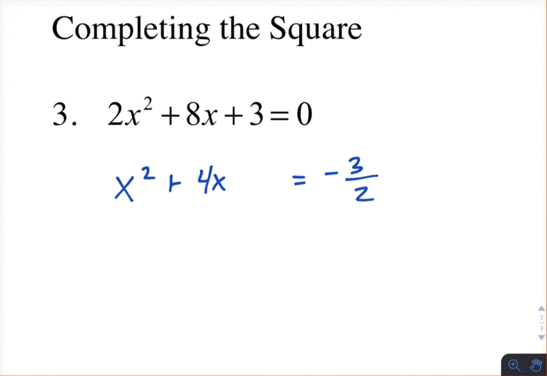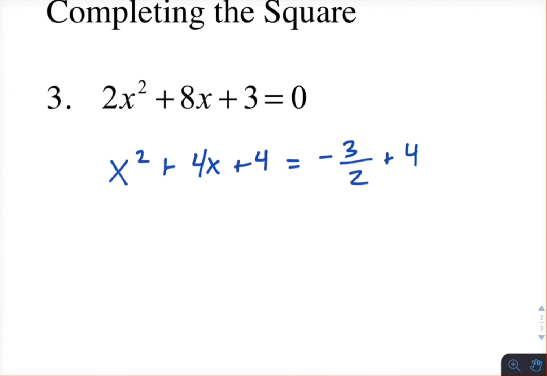Now in order to complete the square, we call it this because we're going to add something to both sides of the equation so that the left side is a perfect square trinomial. So what I do is I take half of the middle term, so half the 4, which is 2, I square it, and that's 4, so I add 4 to both sides. Now the benefit of that is that this is now x plus 2 squared.